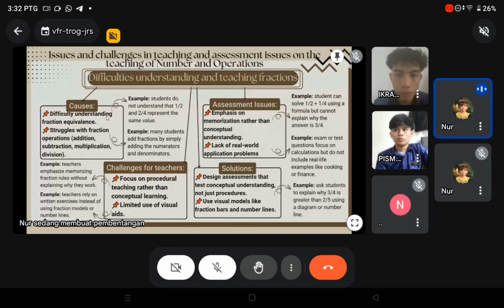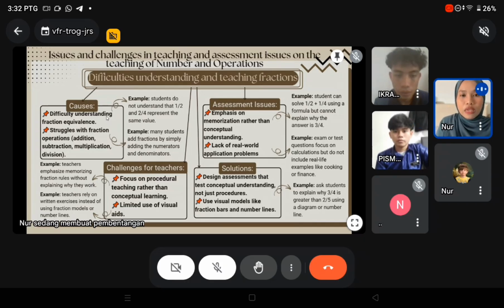There is also a lack of real-world application problems, which means exam or test questions focus on calculation but do not include real-life examples like cooking or finance.